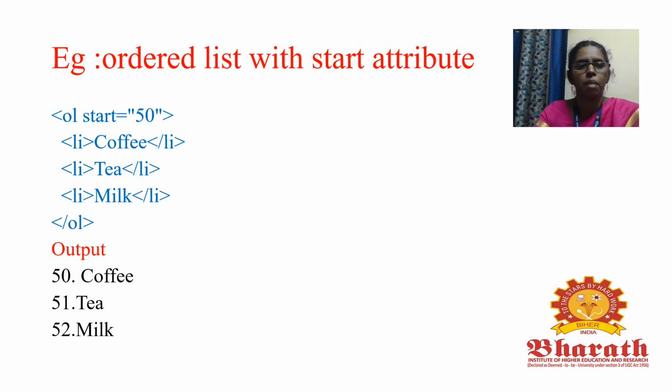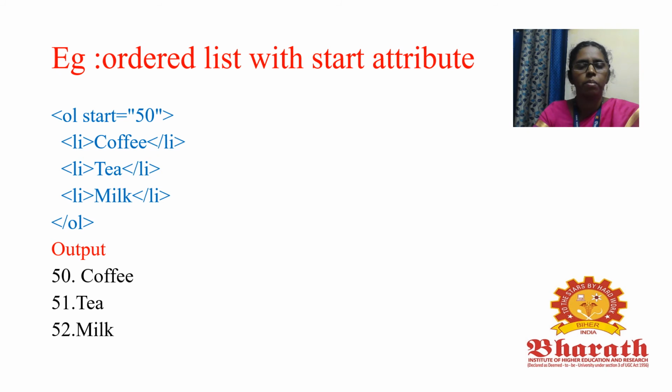This is one of the examples for an ordered list with the start attribute. So OL start is equal to 50. The meaning is we are starting the list item from the number 50, 51, 52. So these are the list items coffee, tea, milk. Since we specify the start attribute within the OL tag and its value is 50, the list items will be displayed as 50 coffee, then 51 tea and 52 milk.